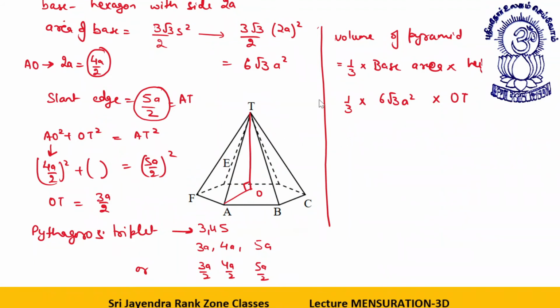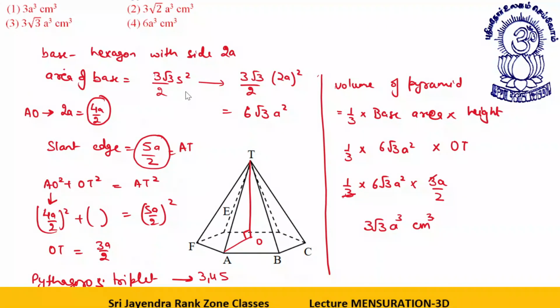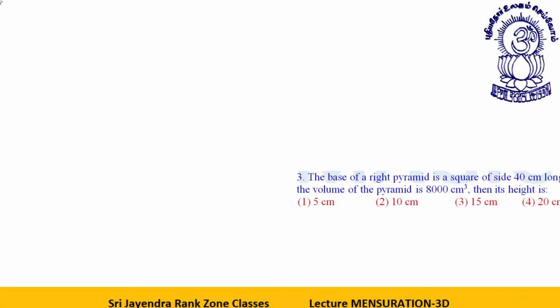So now what we will do? Volume will be 1 by 3 into 6 root 3 A square, and OT is 3A by 2. What you can cancel is this: 2 cancels with 6 to give you 3. Root 3 A square into A is A cube. 3 root 3 A cube centimeter cube, which is the option? Option number 3 is your answer. This was one difficult question. We have done it now. The rest also we will be able to do by the same logic. Now these questions will appear easy to you.